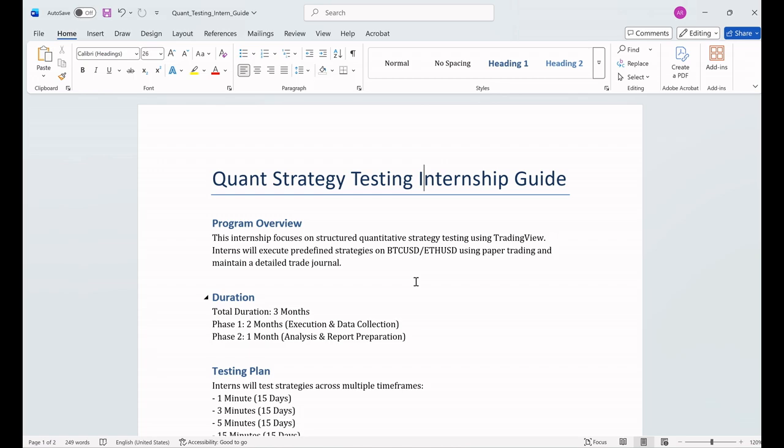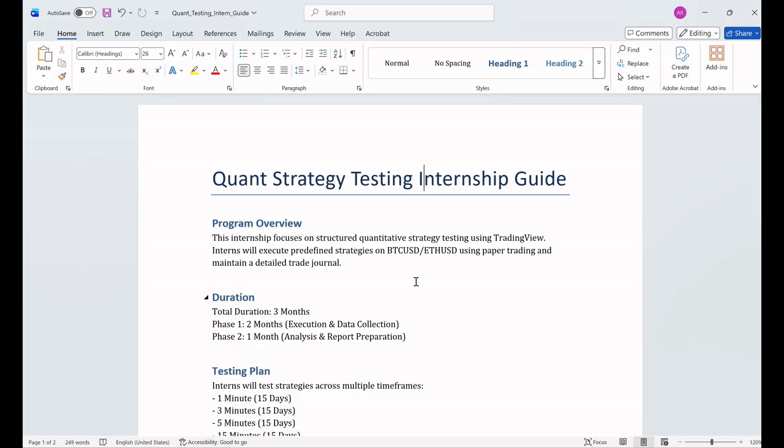We will be using TradingView as our primary platform. Now, TradingView is a very powerful charting and trading platform, and it provides a feature called paper trading. Paper trading allows you to simulate real trades without using actual money. This is important because it removes financial pressure and allows you to focus purely on execution quality and data collection. For this internship, we will primarily use TQST and ETHIST. Now, why these instruments? Because they are highly liquid, they move consistently, and they provide enough trading opportunities across different time frames. This makes them ideal for structured testing.